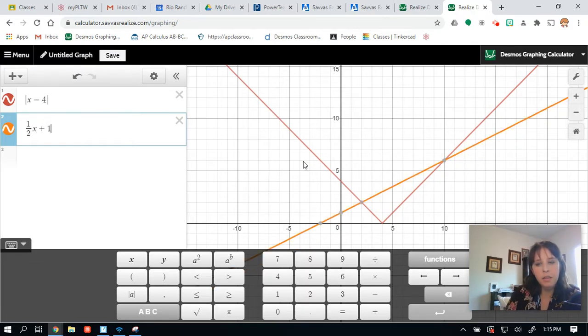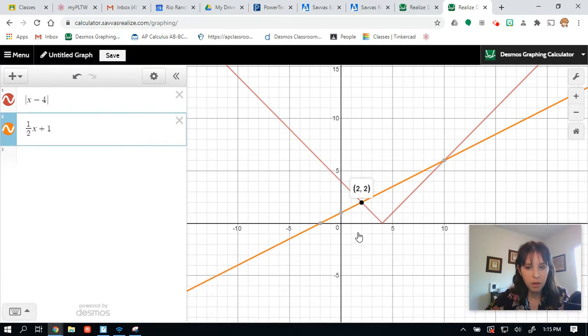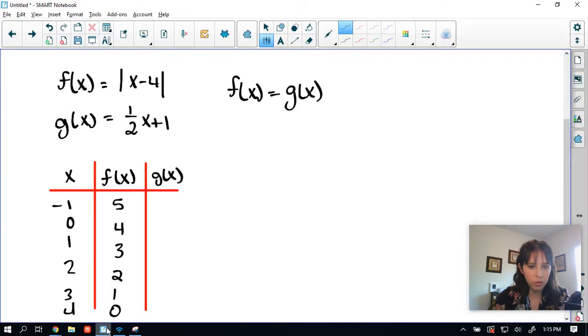In this case, we have the absolute value. So we know we come down to the vertex and then we bounce right back up. So there is a chance that we're going to have two spots where our line crosses. And in this case, we do have two spots, this spot and this spot. So we have intersections here and here. So let's see where the intersections are for x. So we have an intersection at the point 2, 2.